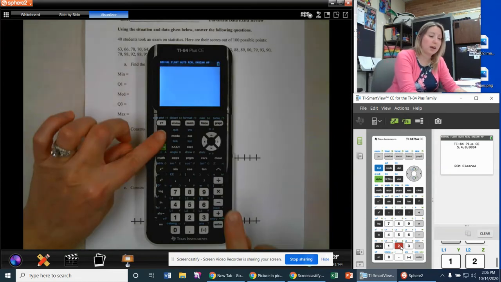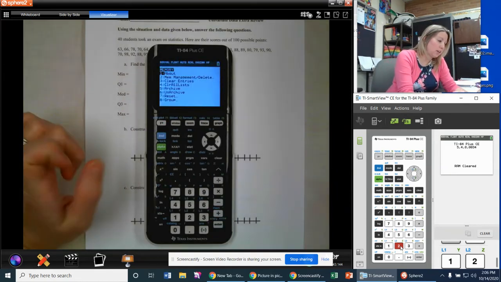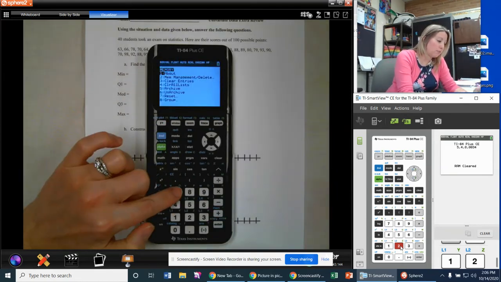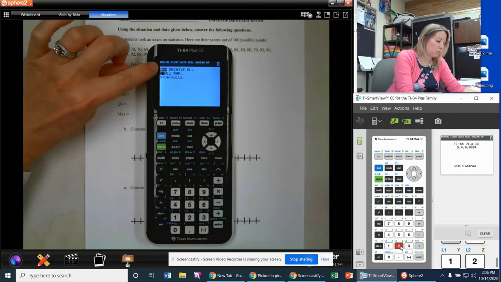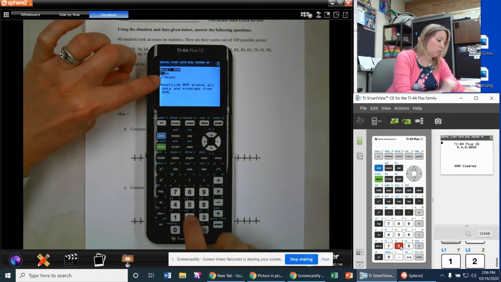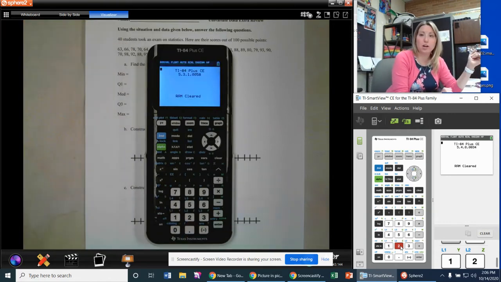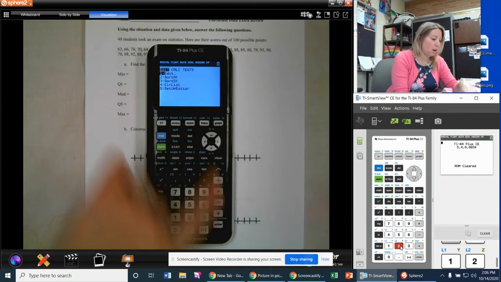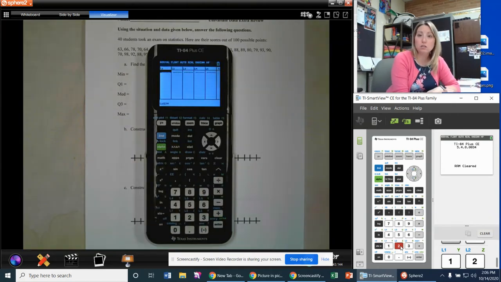I'm just going to do that again. Second and the plus sign gets you to memory. 7 is your reset. RAM is what you're on. And then 2 is reset it. So all your RAM is cleared. That just means that if you go to your lists, you have no data in any of your lists had you just used your graphing calculator.